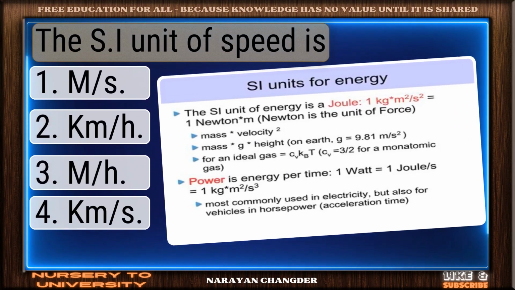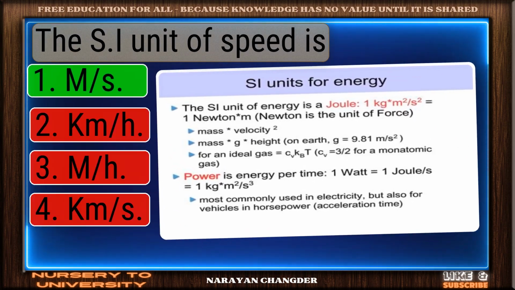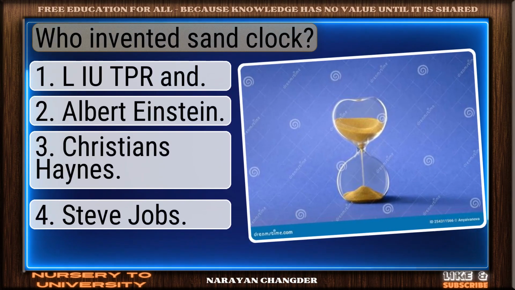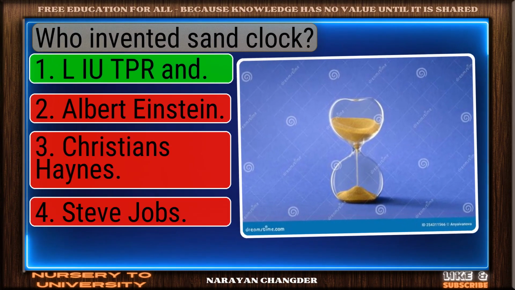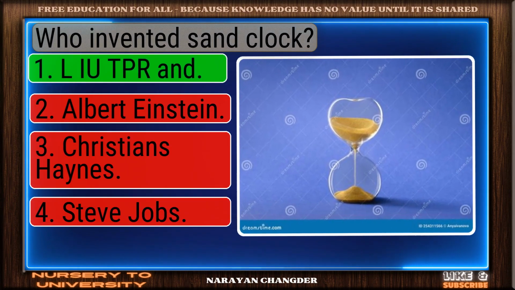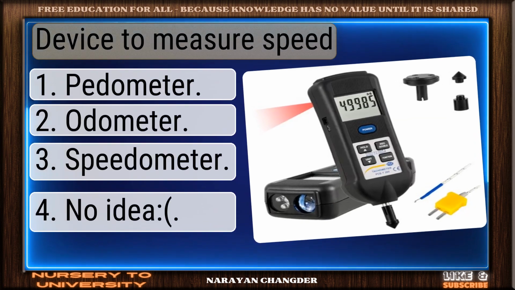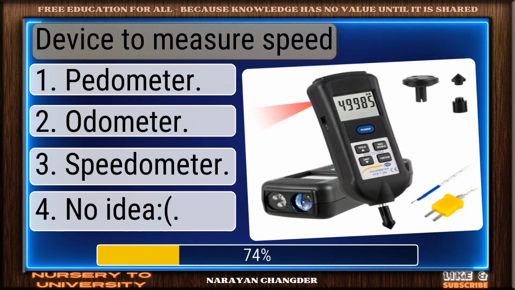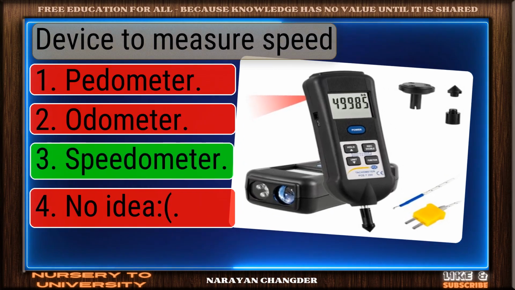Question number 255. The SI unit of speed is. Valid point. m/s is true. Question number 256. Who invented sand clock? Well reasoned. Lutpar is the correct choice. Question number 257. Device to measure speed. Excellent choice. Speedometer is the right answer.